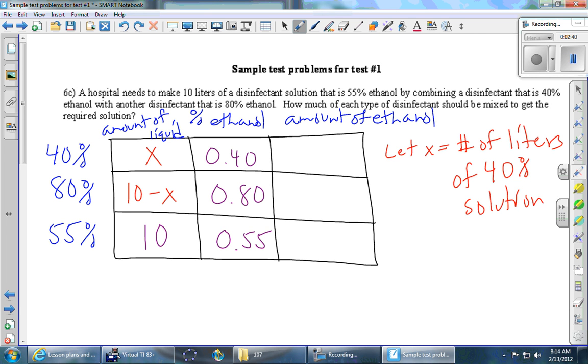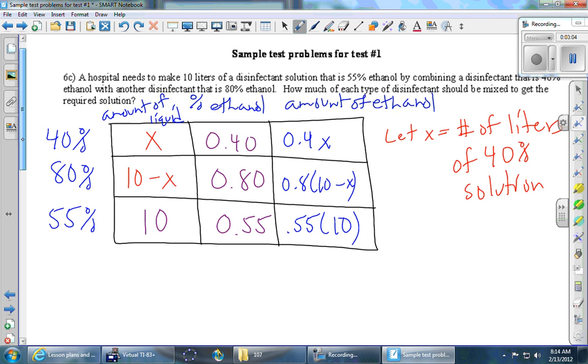And then as usual with these kinds of problems, to get the last column, you multiply the first 2 columns. Take the amount of liquid, multiply by the percent ethanol. That tells you how much ethanol you actually have. So we've got 0.4 times x, 0.8 times 10 minus x, and then finally 0.55 times 10.